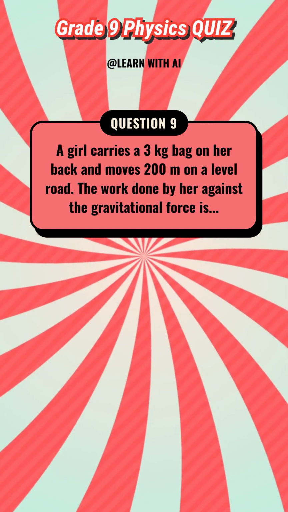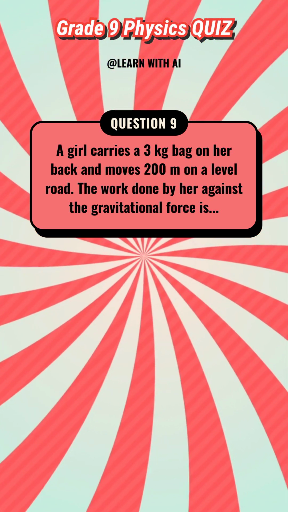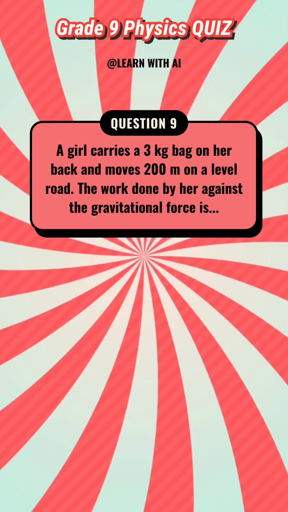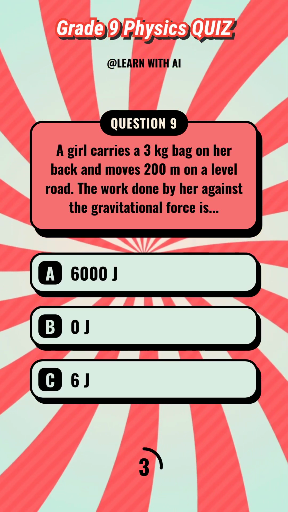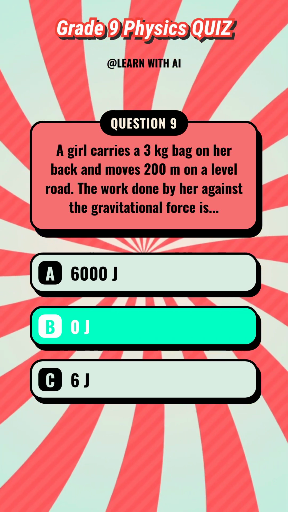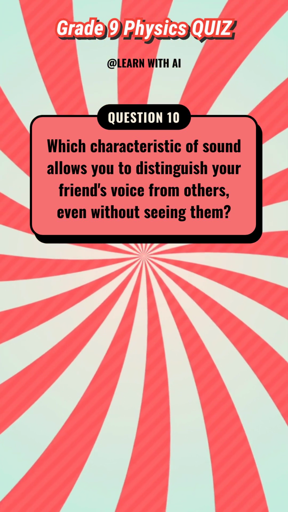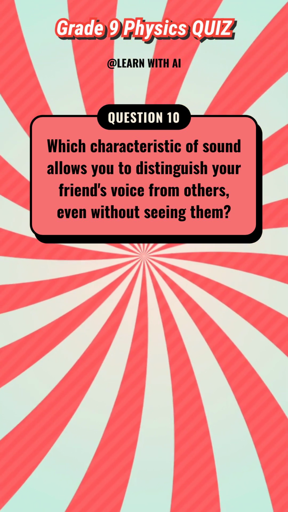A girl carries a 3-kilo bag on her back and moves 200 meters on a level road. The work done by her against the gravitational force is. Which characteristic of sound allows you to distinguish your friend's voice from others, even without seeing them?